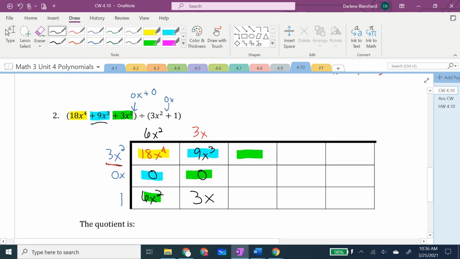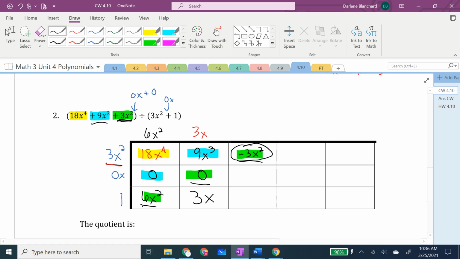And now you're at a stage where you must find that last green box. These 3 are the only things that are going to add together to create 3x squared. So 6x squared plus nothing, and I need to then add a negative 3x squared, so that when I add all 3, I get 3x squared.